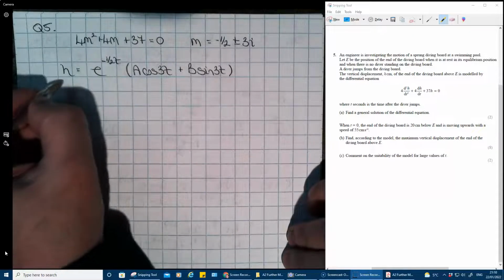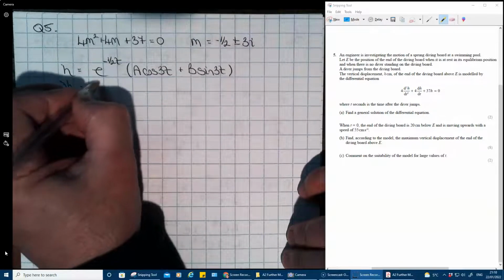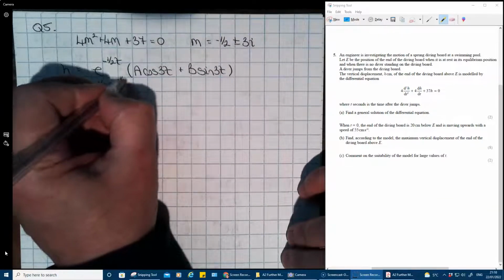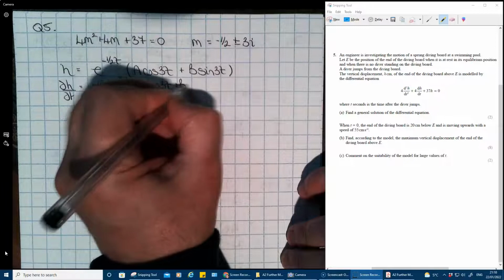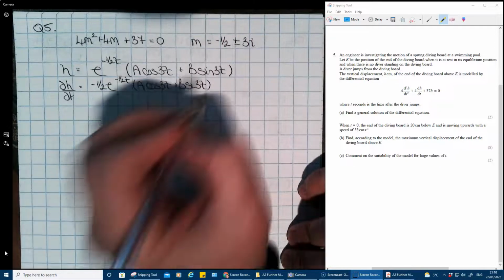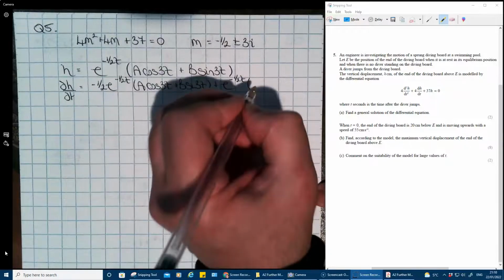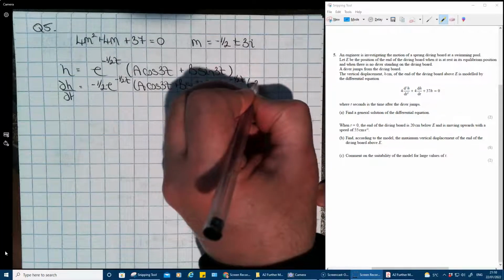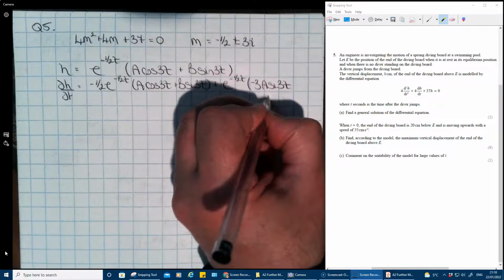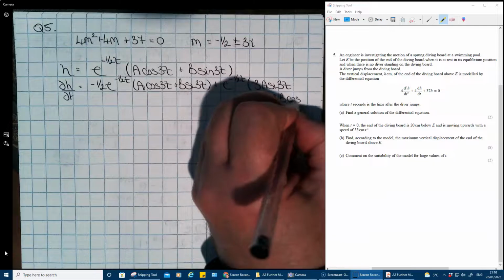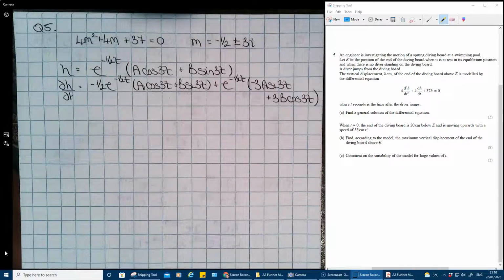So let's find dh by dt, because that will give us the speed. That's minus a half, plus, product rule, minus 3a sine 3t, plus 3b cos 3t. Always start right to left. I don't know why I've started it in the middle.